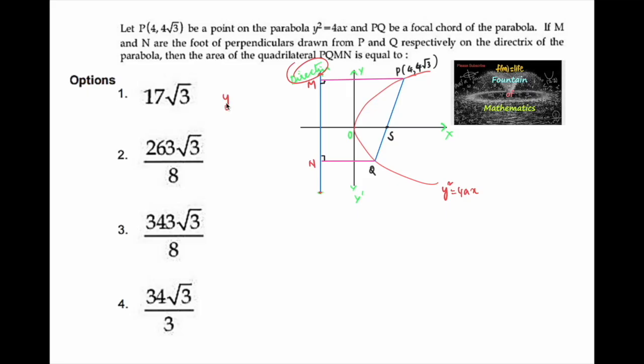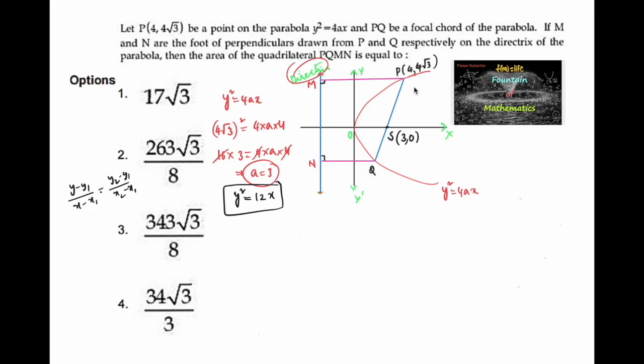Since the given parabola is y square is equal to 4ax and one of the points is given, we can substitute: (4 root 3) whole square is equal to 4 into a into 4. So we can write 16 into 3 is equal to 4 into a into 4, that is 4 fours are 16 gets cancelled, so we can say a is equal to 3. So we got the parabola equation y square is equal to 12x, 4 into 3 into x. So we got the focus (3, 0).